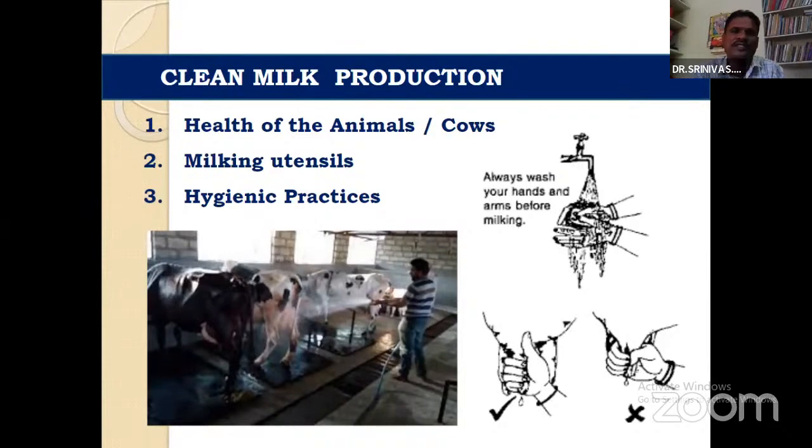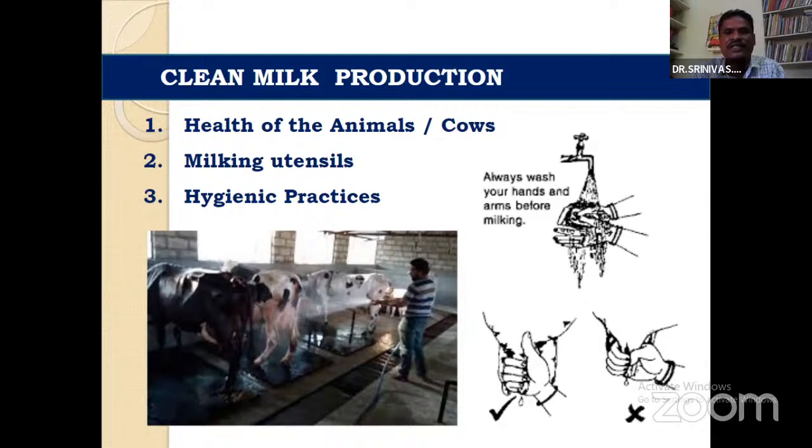Next, one more important thing is clean milk production. India was earlier a milk-deficient country. Now we have become a milk-surplus country. We are producing up to 209 million tons of milk yearly. We stand top in the world in milk production. We should be proud of our country. We achieved this because of the efforts of all the veterinarians, para-veterinarians, and working people.